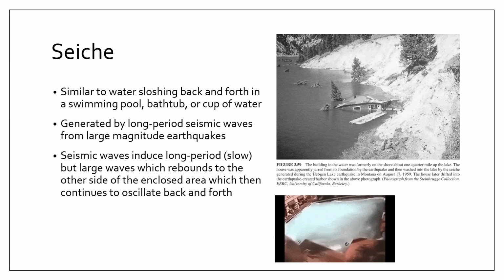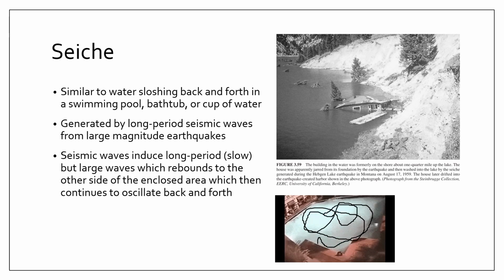Seiches are similar to water sloshing back and forth in a pool or bathtub or a cup of water. As you can see here in this video, this is a swimming pool that was affected by an earthquake, and you can see the waves here are just going back and forth.